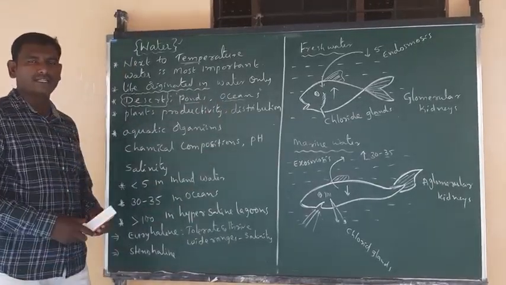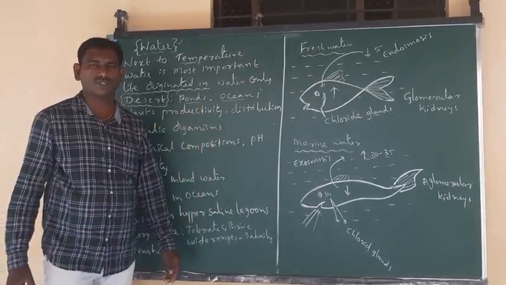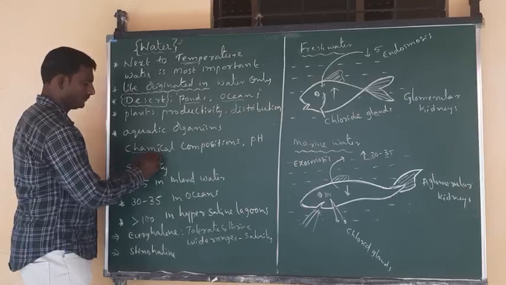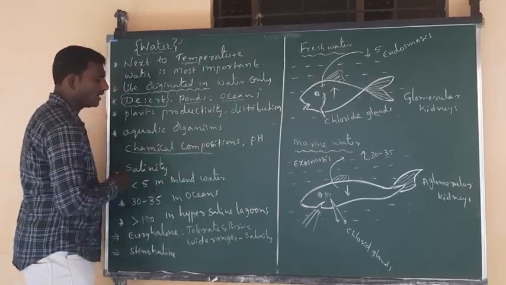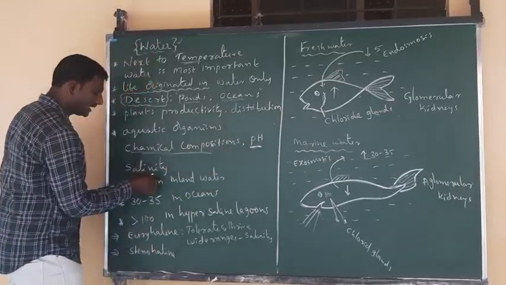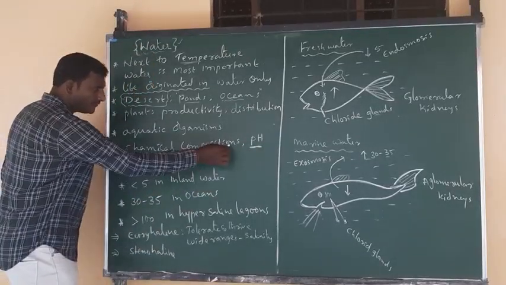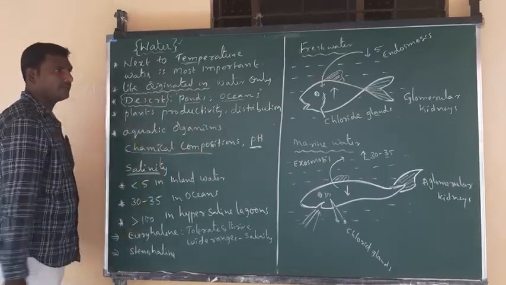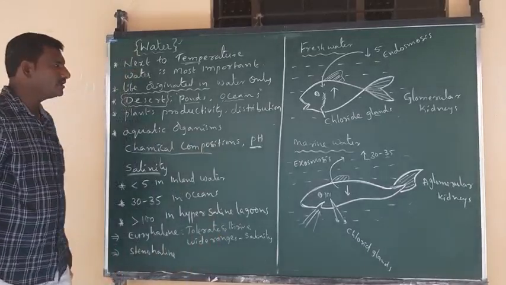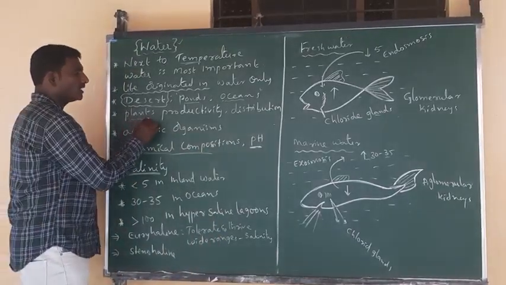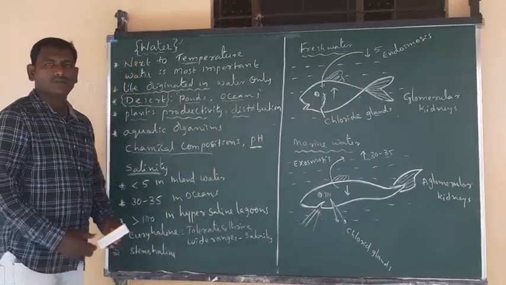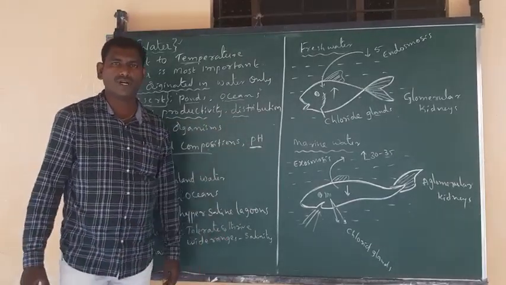Even aquatic organisms face problems with water because of their chemical compositions. Along with the chemicals, pH and salinity. Because of these three factors, the organisms face problems in the water. Even plants depend on water for their productivity and for their distribution. Water is required for productivity and distribution.